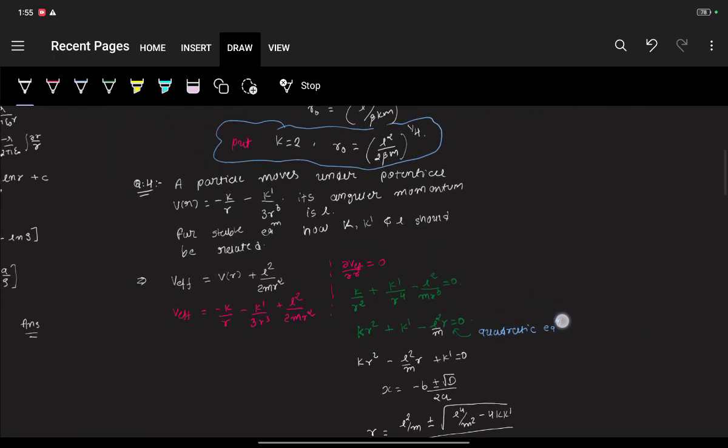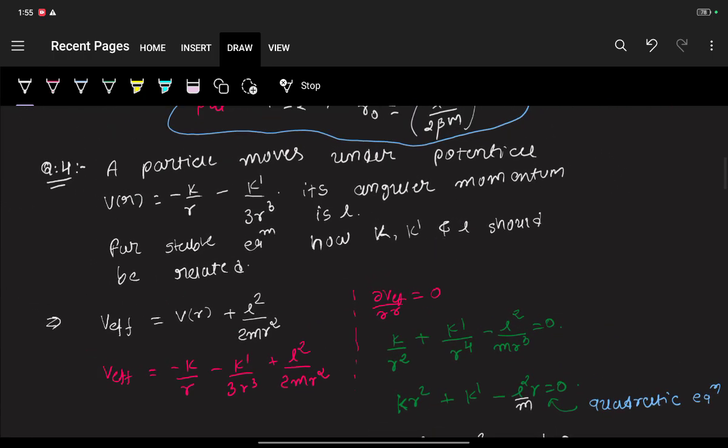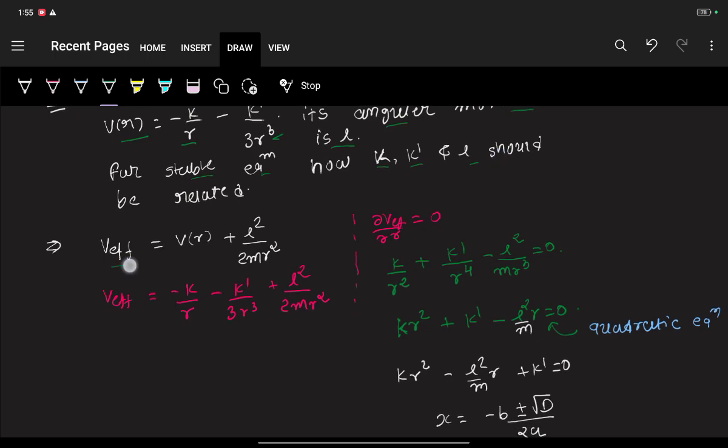The question was: a particle moves under potential V(r) = -k/r - k'/(3r^3). Its angular momentum is L. For stable equilibrium, how should k' and L be related? So we know that the effective potential we can write as V(r) + L^2/(2mr^2). Here V(r) is -k/r - k'/(3r^3), and this, okay.